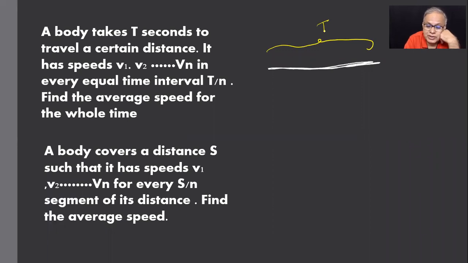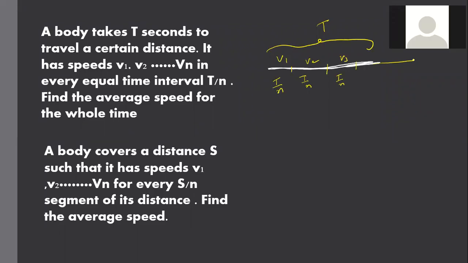But what he says is, for the first t by n time, it goes with v1, whatever distance, we don't know. The next t by n time, it goes with v2. For the next t by n time, it goes with v3. Like that, you can keep writing. So what should I do?